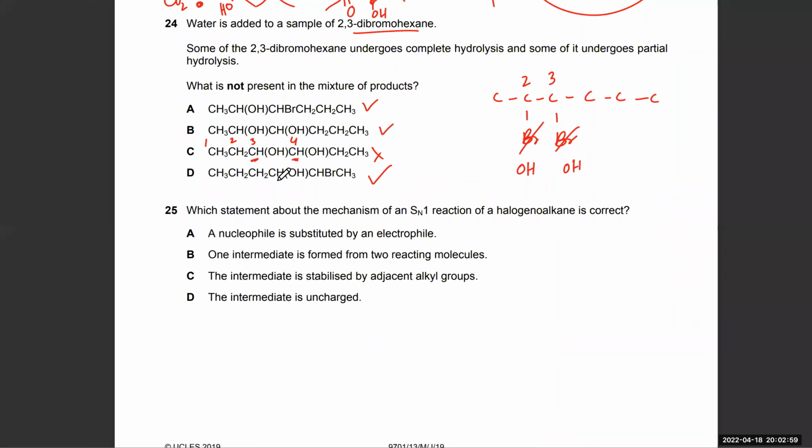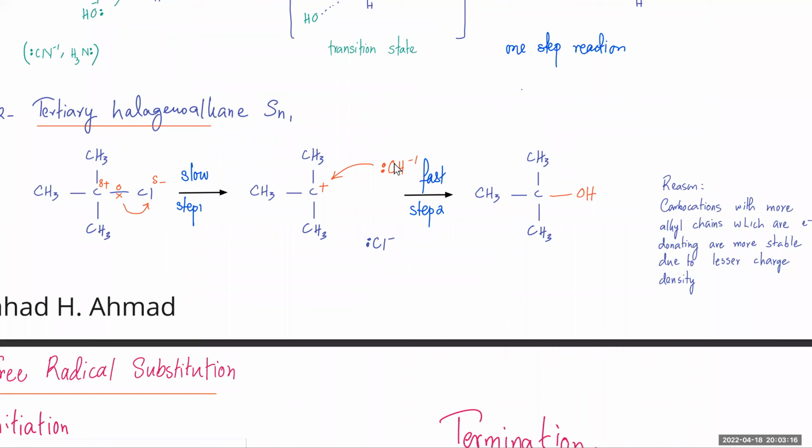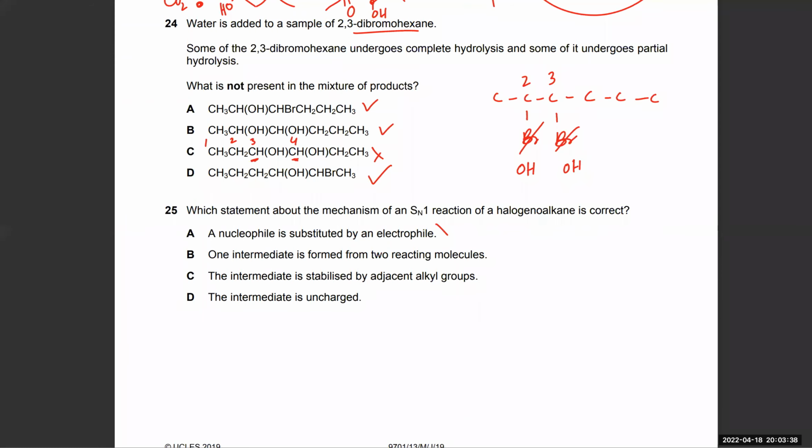So the question over here is which statement about the mechanism is correct? A nucleophile is substituted by an electrophile. No, that doesn't happen because there is substitution happening, but both of them are kind of nucleophiles. Cl is a negative ion and OH is also a negative ion. So the OH ion is substituting the Cl ion, right? Anything that's attracted to positive charge is a nucleophile. So one nucleophile gets substituted by another nucleophile. So the first one is not true.